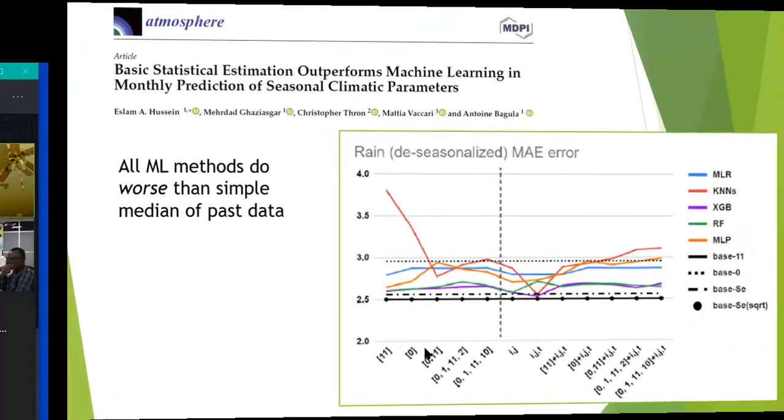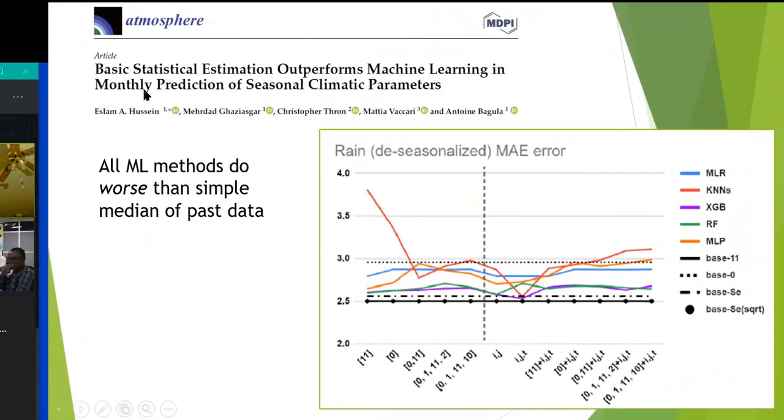And in fact, we did a study, this is also a published paper, where we compared a very, very simple baseline to some of these more complicated methods. Multilinear regression, K-nearest neighbor, XGBRF, all these. Now this y-axis here is the error, the mean average error, and the x-axis are different feature sets, and the different colors are different methods.